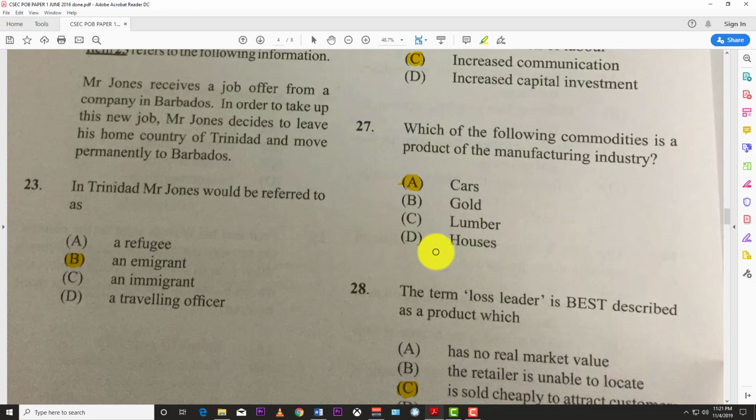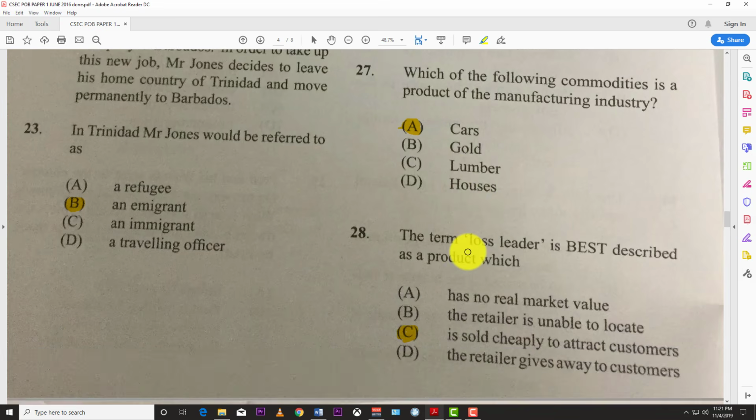Again, manufacturing. So the best answer is A, because gold is from extractive mining, lumber is from extractive, when you go to timber and stuff like that. And D, houses will be a part of the construction. So cars would be more manufacturing.